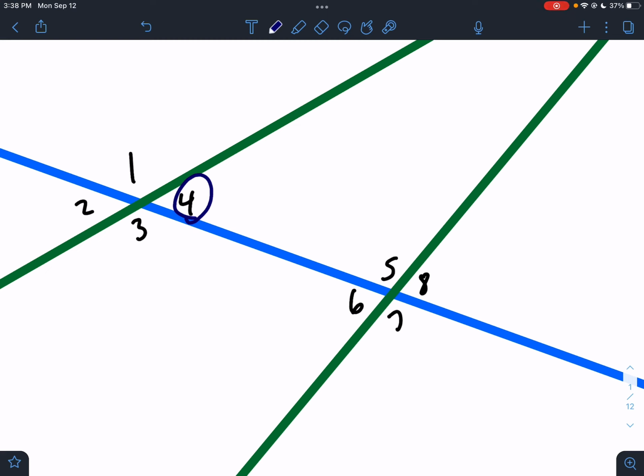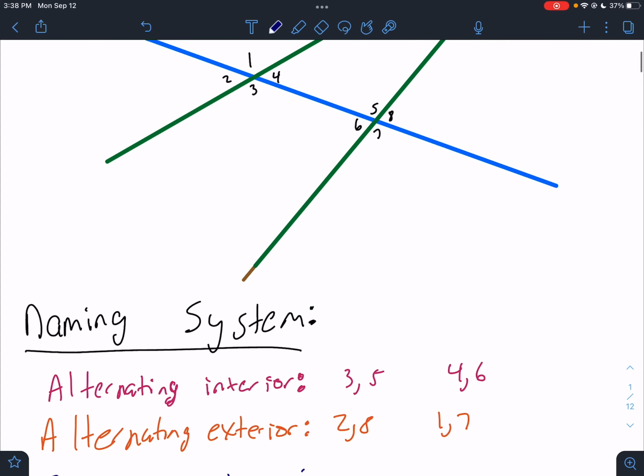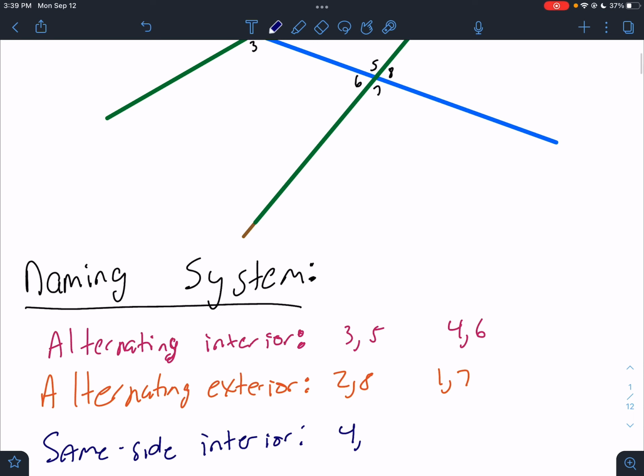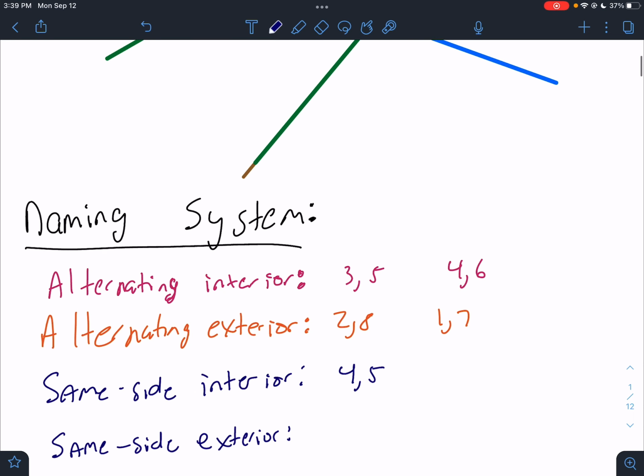So let's say I pick 4. I can't do 3, that's a linear pair. I can't do 6, that's on the other side. What is the thing that's on the same side as 4? 5. 4 and 5 are on the same side, interior together. So an example of same side interior would be 4 and 5. Another example would be 3 and 6.